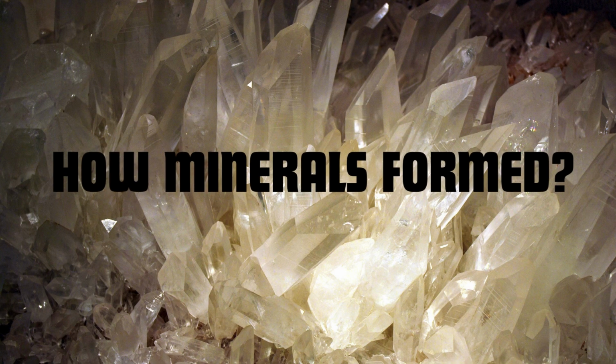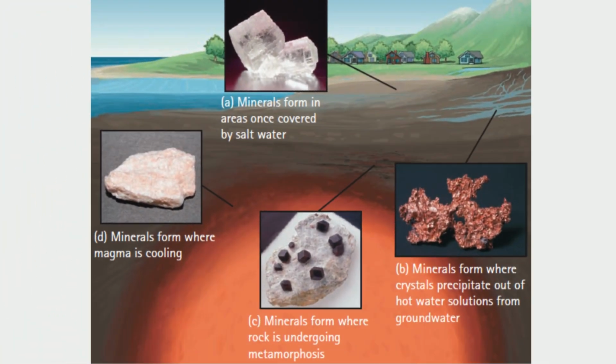So, how do minerals form? Minerals form in areas once covered by salt water. When salt water evaporates, it leaves behind minerals like halite and gypsum. Next, minerals form where crystals precipitate out of hot water solutions from groundwater.